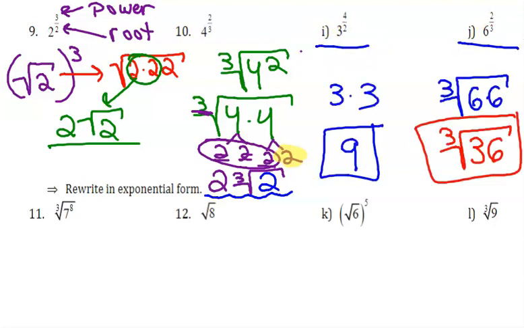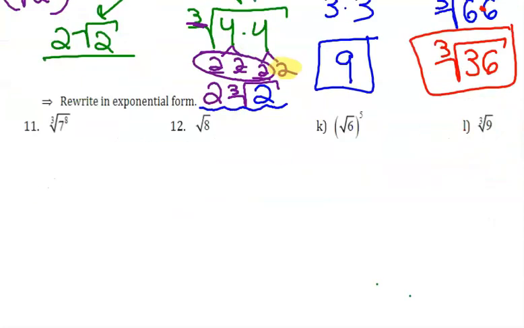All right, I, your answer should be 9. And for J, your answer is cube root of 36. There are no groups of 3 in 36, so that is your final answer. Now let's go the opposite. Let's say that we had water and we froze it and made ice. Now we're going to go from ice and melt it and make water. So it's just going the opposite way. How am I going to put this in exponential form? That means make an exponent.